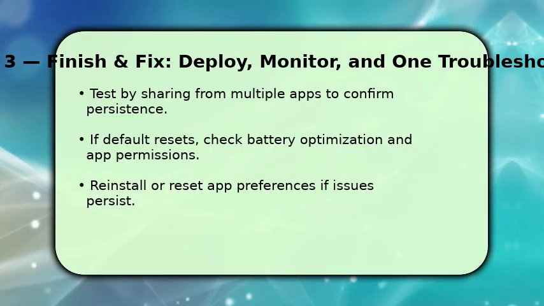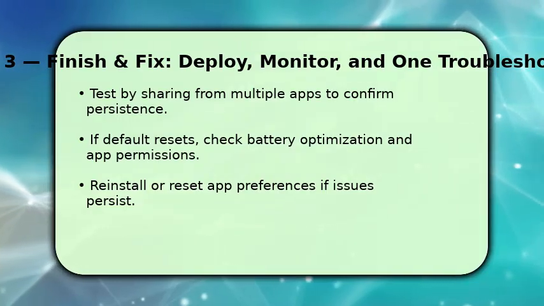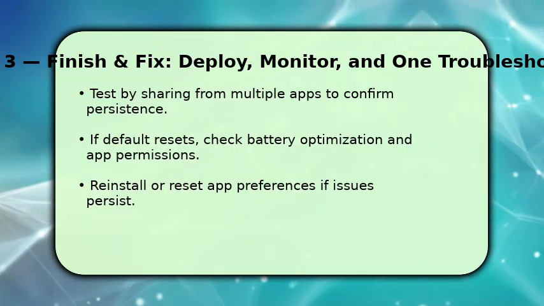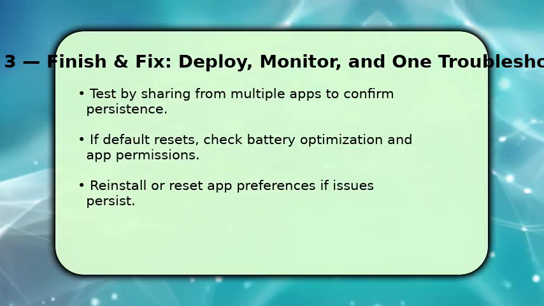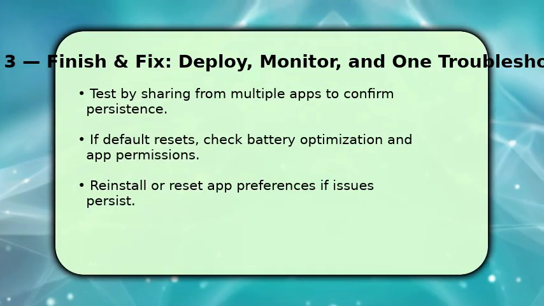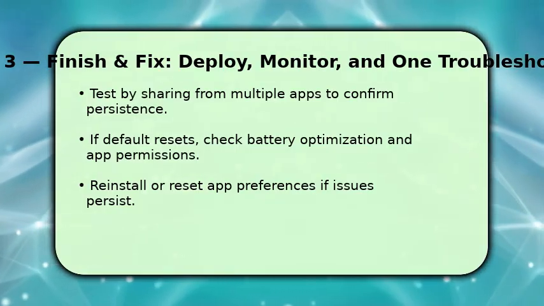If the choice reverts or isn't offered, make sure battery optimization or aggressive task killers aren't disabling the target app, and confirm it has storage and launch permissions. As a key troubleshooting tip, reset app preferences in Settings if nothing else works. This clears defaults and lets you start fresh. Then set the share default again to resolve persistent conflicts.